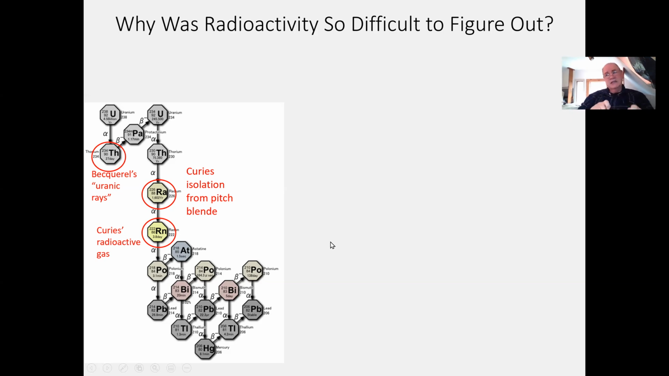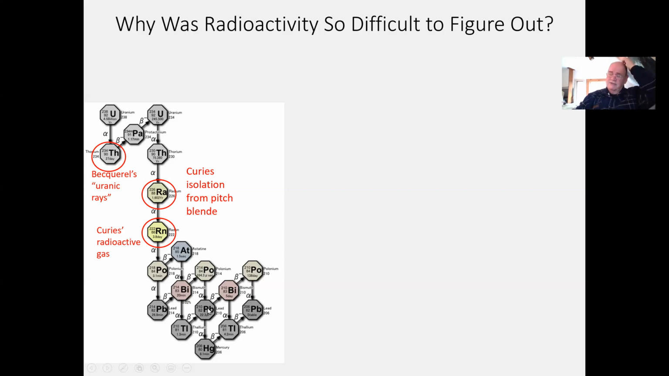The difficulty that chemists had of separating, because these 2 bismuths are exactly the same chemically. There's no chemical way to separate these. There's no chemical way to separate these 3 leads, but yet they're different. They have different weights. They have different radioactive elements coming out.